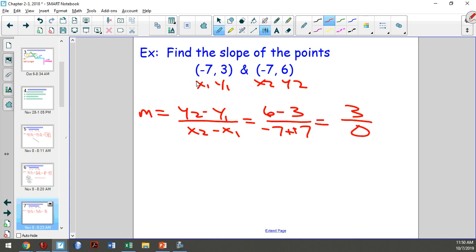I have 3 pizzas divided among 0 friends. Is that possible? It's not possible, right? So this is 0 in the denominator is sad. So this is undefined.